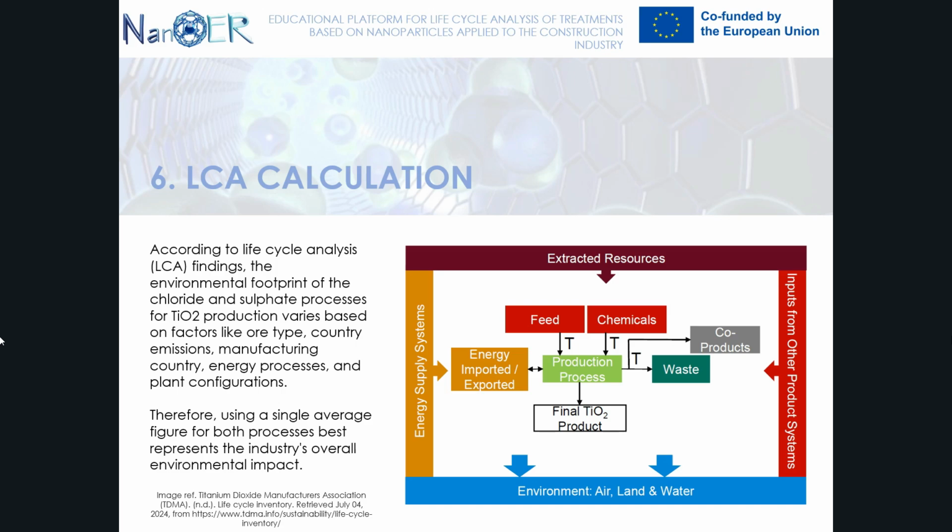This was principally driven by factors that vary independently, including ore type, ore country emissions factors, CO2 manufacturing country factors, energy manufacturing processes, energy type, allocation to byproducts, internal CO2 plant process configurations, raw material types, and factors such as coating agents. For this reason, it was concluded that a single figure covering both processes gave the best representation of an industry average of the environmental impact.